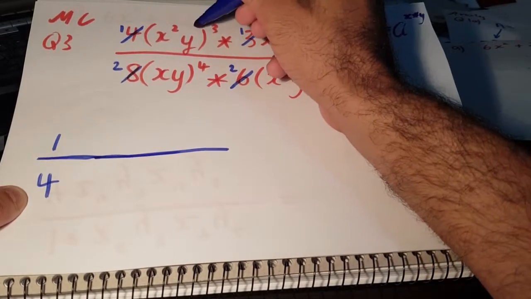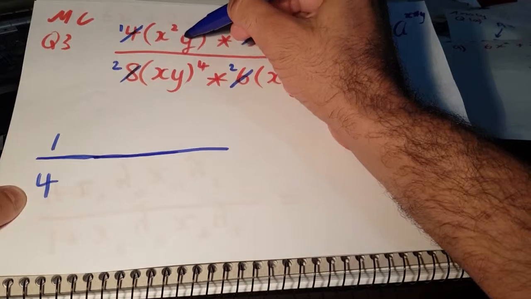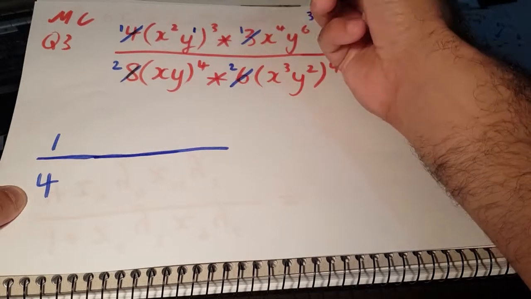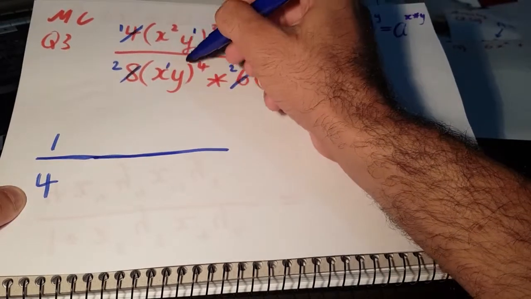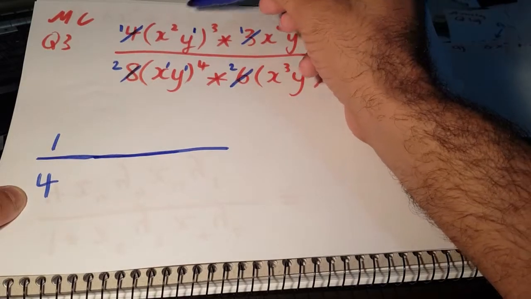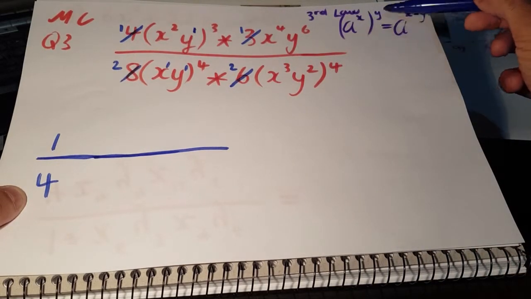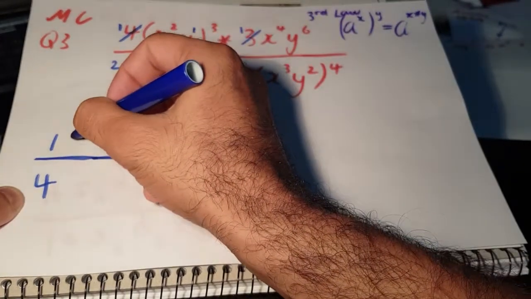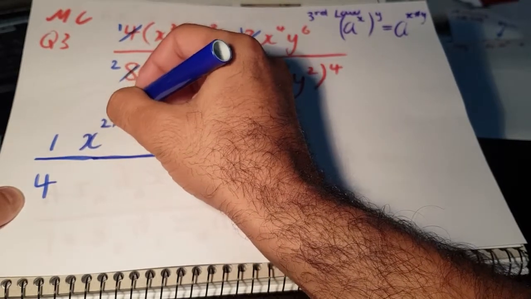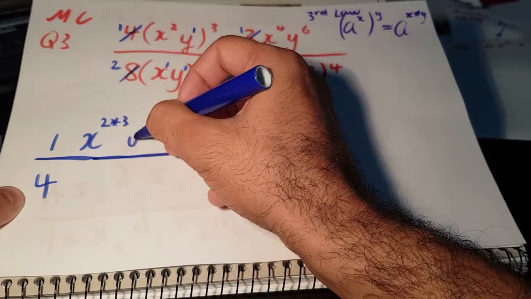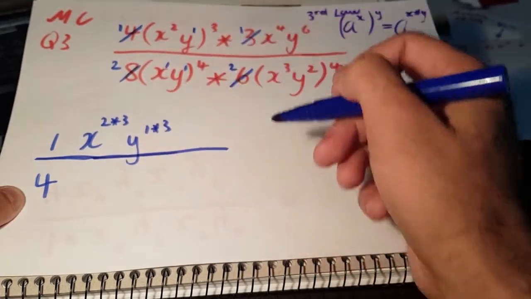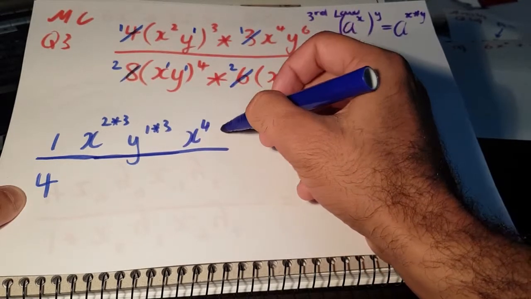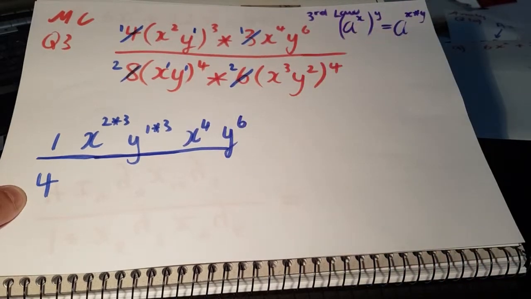Now when we're expanding the brackets, everyone should know that y has a power, but it's invisible because y to the power of 1 is y. So just to bear in mind that there are powers there. So if we had to use this law, which was to multiply the powers between brackets, then this will be 2 times 3. So x 2 times 3. And then y would be 1 times 3. And then we have x to the power of 4, and then y to the power of 6.